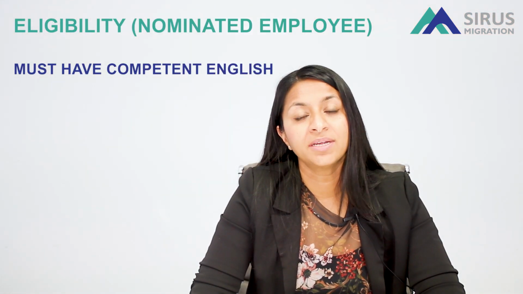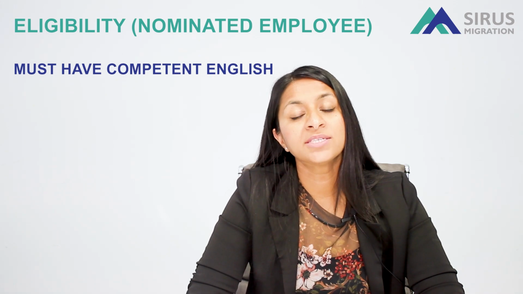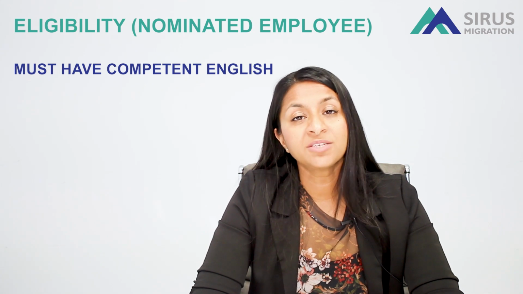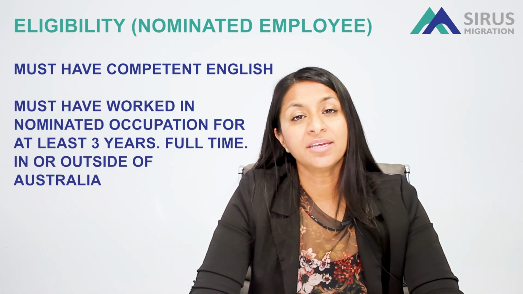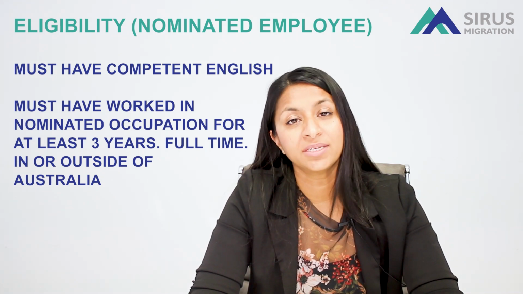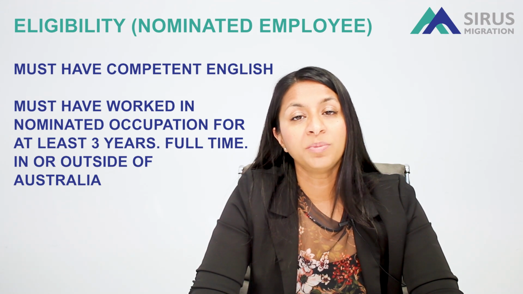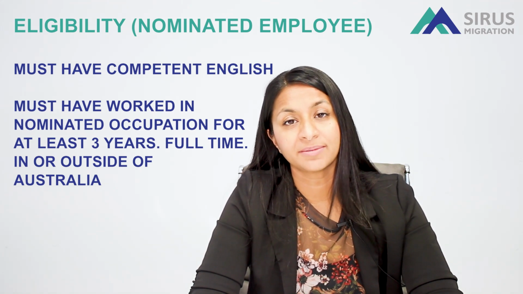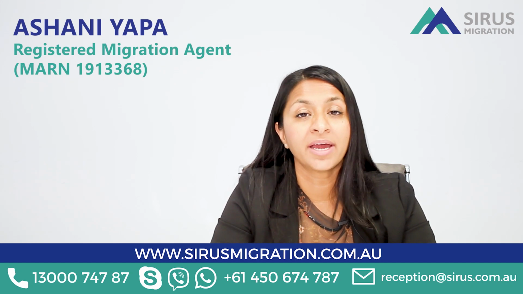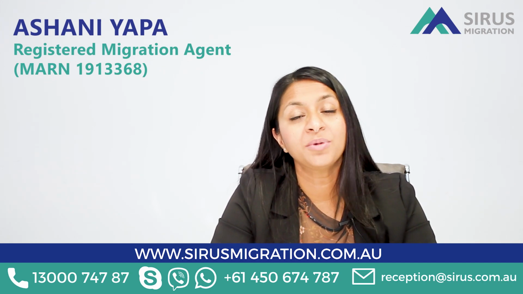You must have competent English unless you're exempted based on your tertiary education or country of passport. You must prove that you at least have 3 years of work experience in the past in a full-time position in the nominated occupation. This work experience could be gained inside or outside Australia. For a subclass 186 visa, the visa application fees for the main applicant is $4,045 currently. This is a great visa if you're the right candidate and if you have the right company sponsoring you to gain permanent residency.